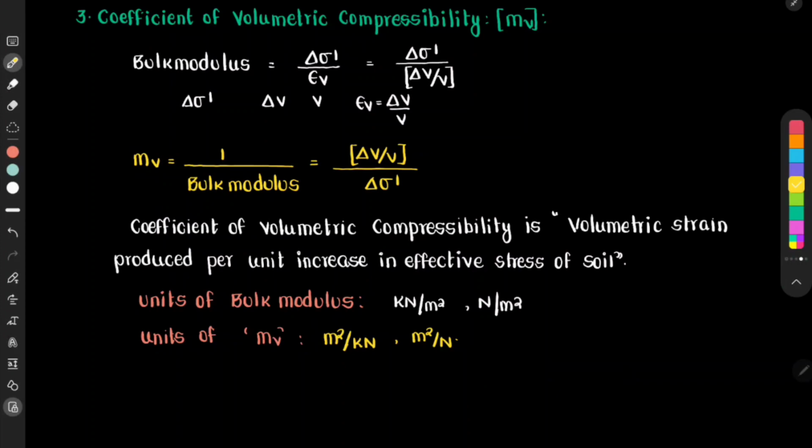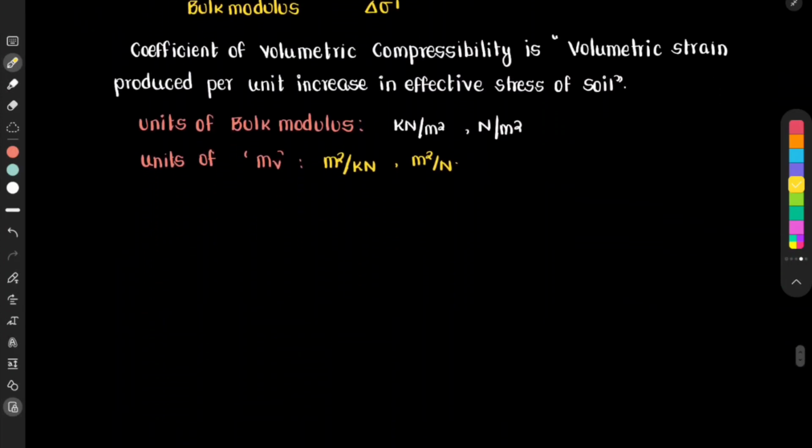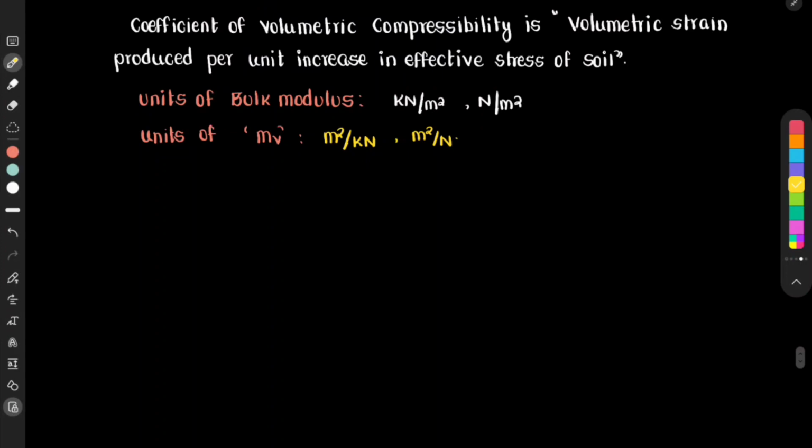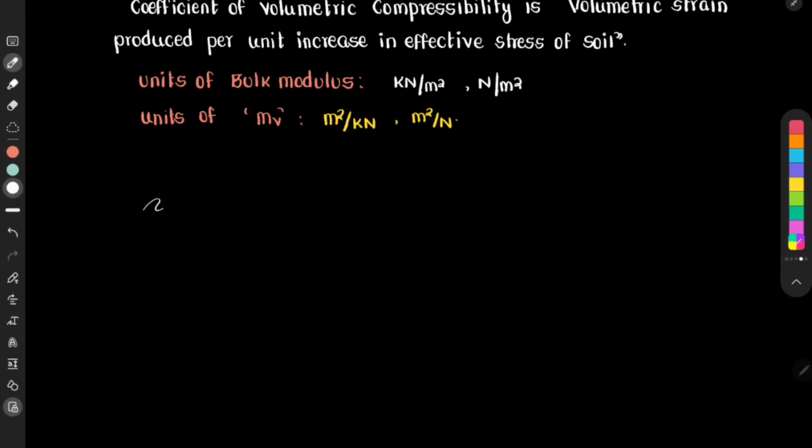So now we will look at how to compute the primary consolidation settlement. Now look at this. This is the soil layer, and its depth is H. See, consolidation occurs in clay soils. Remember that. I will tell you why it only occurs in clay soils, why not in sands.